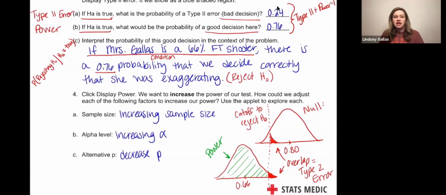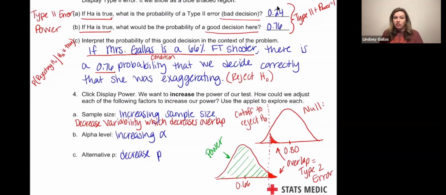When you go back to thinking about sample size, why would increasing sample size increase your power? Well, it's because when you increase your sample size, you decrease variability, which decreases the overlap. Those normal curves are both going to get more narrow, so the overlap is going to get smaller.